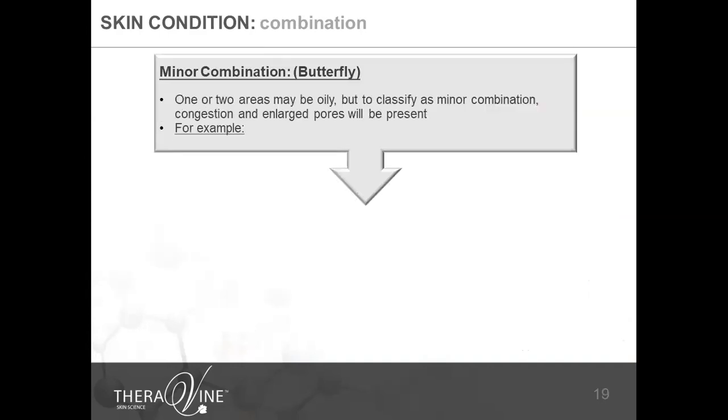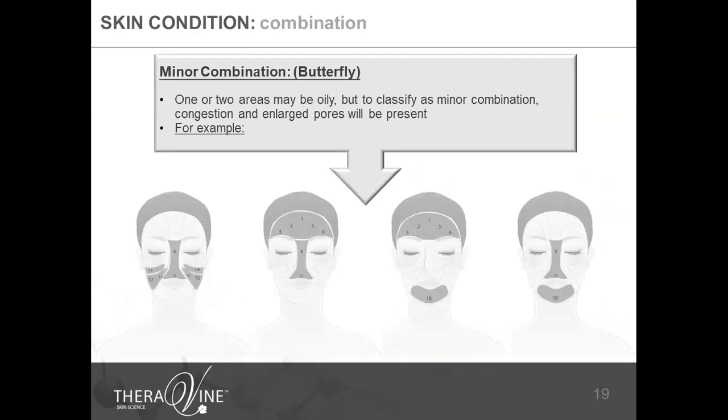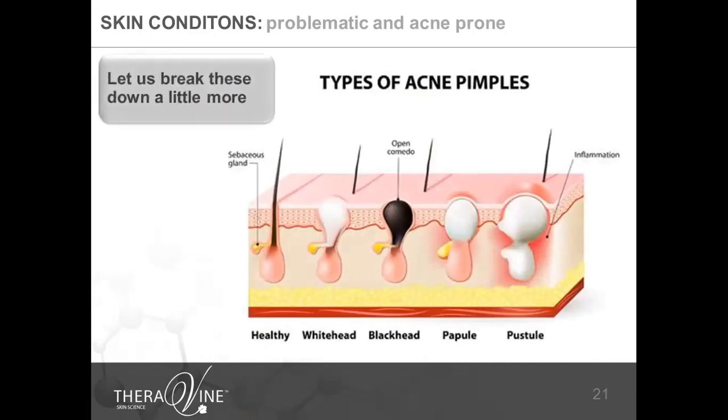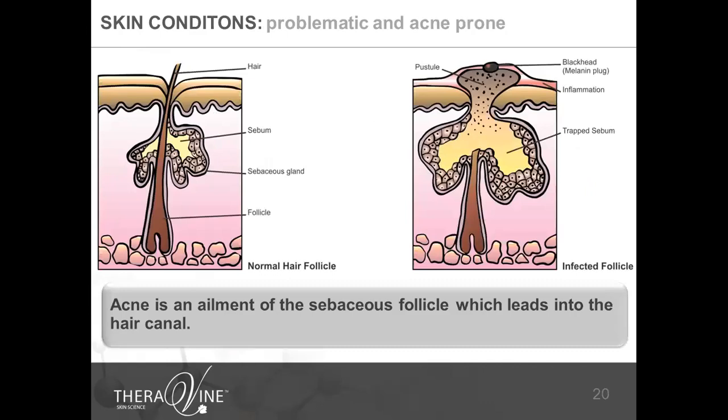Then if we look at our next skin condition, which is oily, problematic, and acne skins. Sorry, I also am missing, there we go. So this is a very nice picture showing a normal skin and an infected follicle or problematic skin. If you look at the picture on the left, the sebum is normal, the sebaceous gland is a normal size, there's no inflammation, the skin is just healthy.